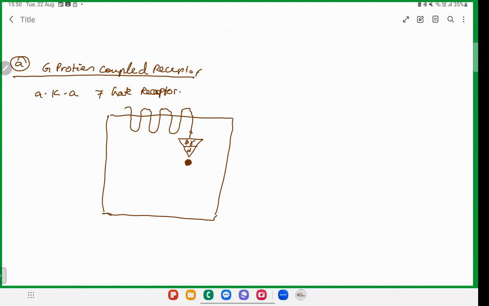Okay? So we see the 7-transmembrane receptor. How many foldings are there here? 1, 2, 3, 4, 5, 6, 7. There are 7. At the end of the 7 foldings, you have the receptor. The receptor actually has 3 subunits: alpha, beta, gamma. Okay, 3 subunits are there.